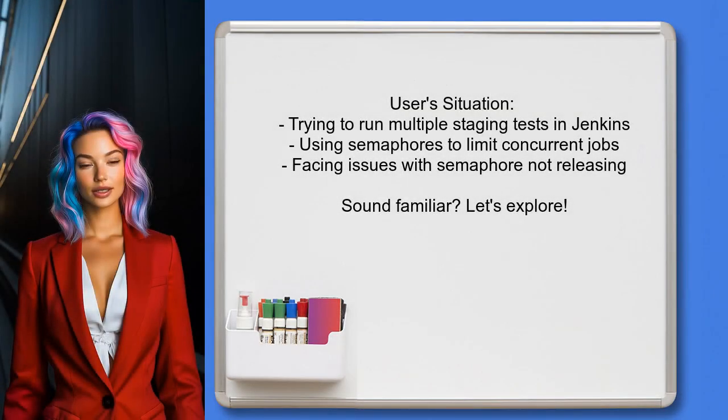Here's the situation we're addressing. A user is trying to run multiple staging tests in Jenkins using semaphores to limit the number of concurrent jobs. However, they are facing issues where the semaphore doesn't release, causing the remaining jobs to hang. Sound familiar? Let's explore this together.